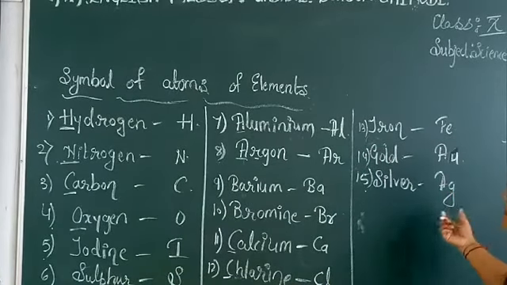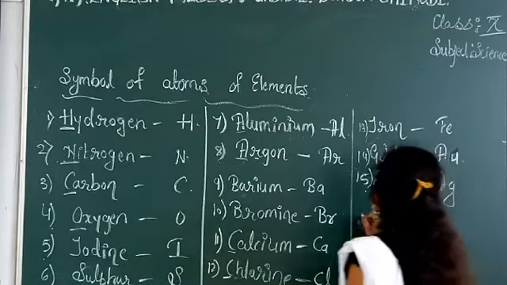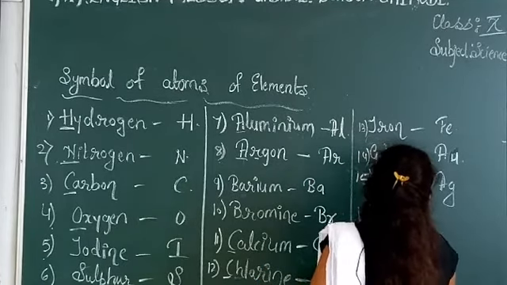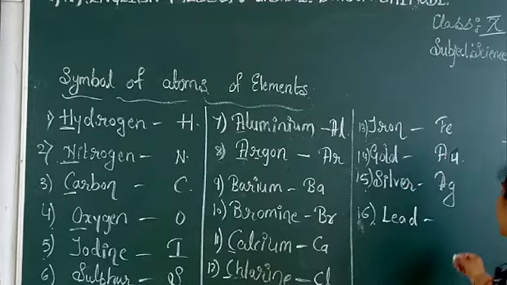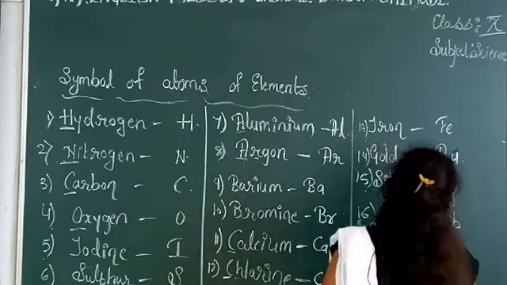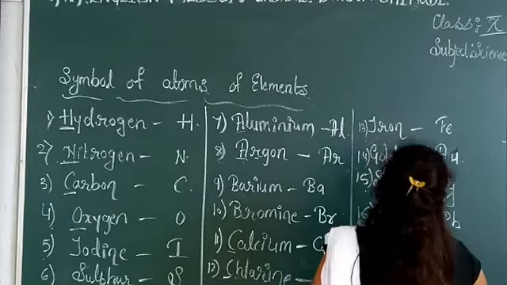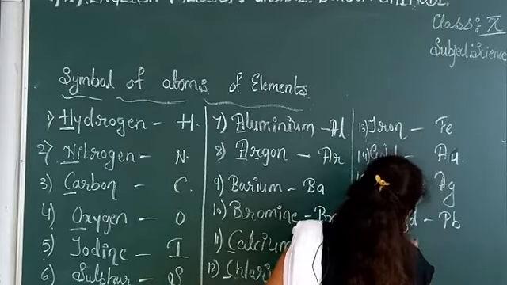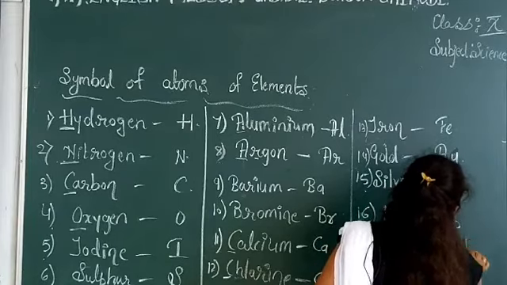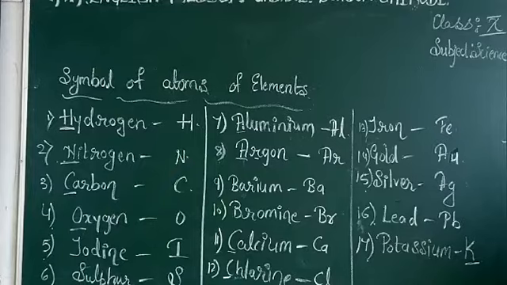Here are a few examples which are not represented by their own letters. Next is lead, which is represented by Pb. Next is potassium, which is represented by K.